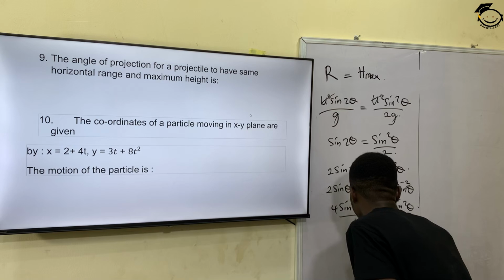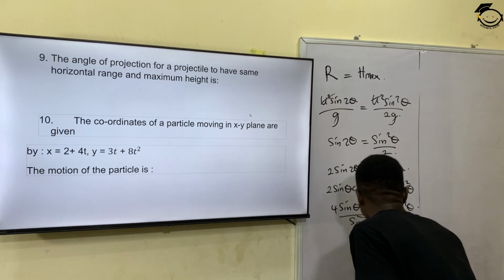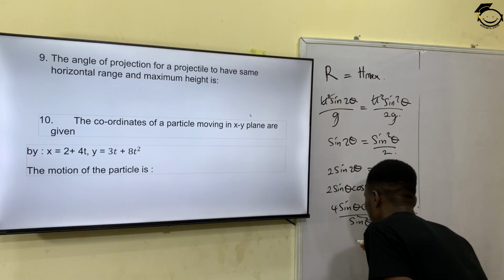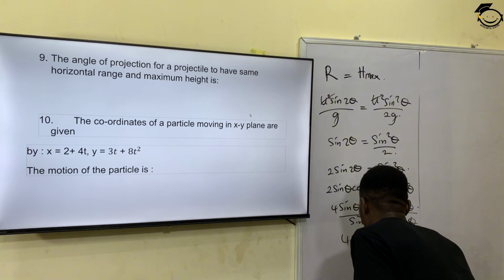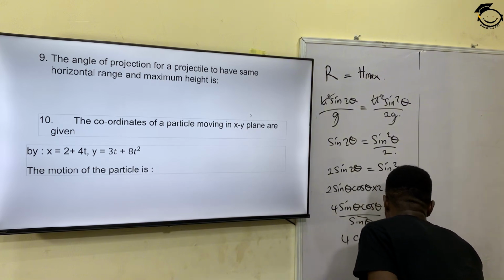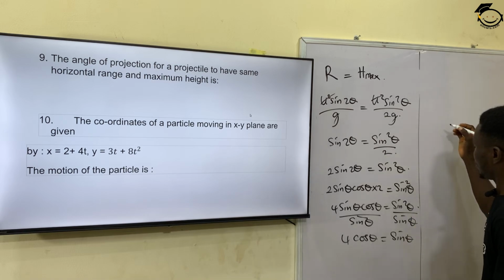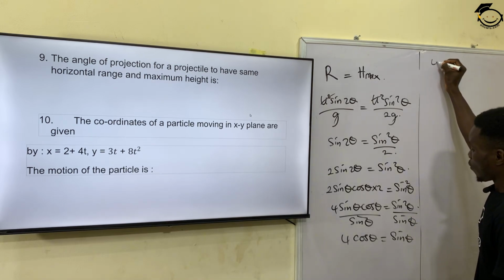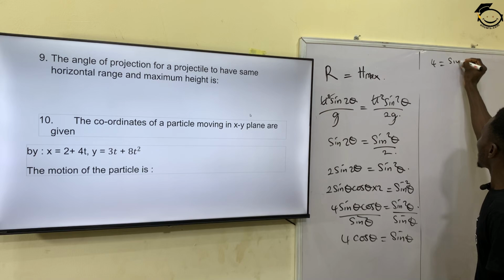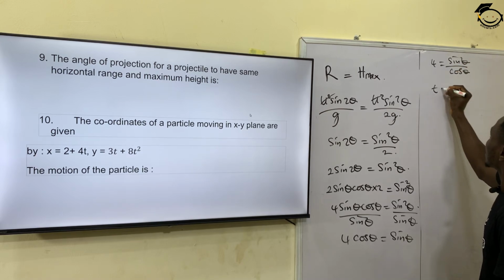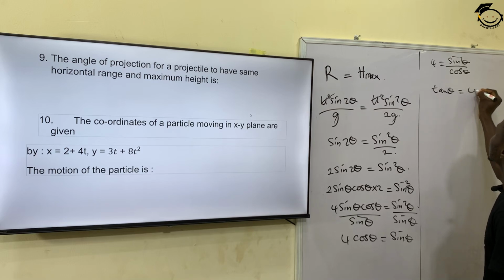So this will mean that if I divide both sides by sine theta, I'll be having 4 cos theta equals sine theta. So at the end of the day, I'll be having 4 equals sine theta over cos theta, which is the same as saying that I have tan theta equals 4.